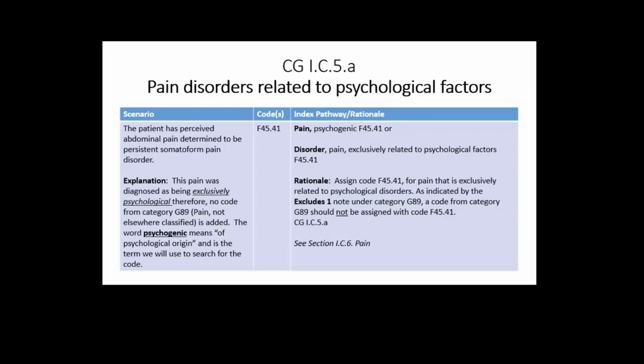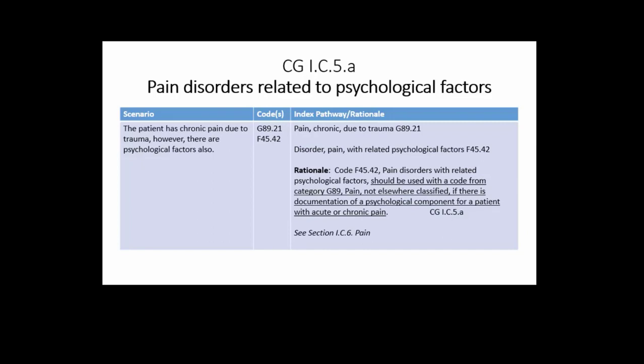The rationale is that we would assign this code for pain that's exclusively related to psychological disorders, and if we had thought we might use a G89 code, when you get to the G89 category, there's an Excludes1 note there that tells you cannot use a code from category G89 along with the code F45.41. If we pay attention to the guidelines as well as the instructional notes, we won't make as many coding errors because we will be following those guidelines that will lead us down the right path.